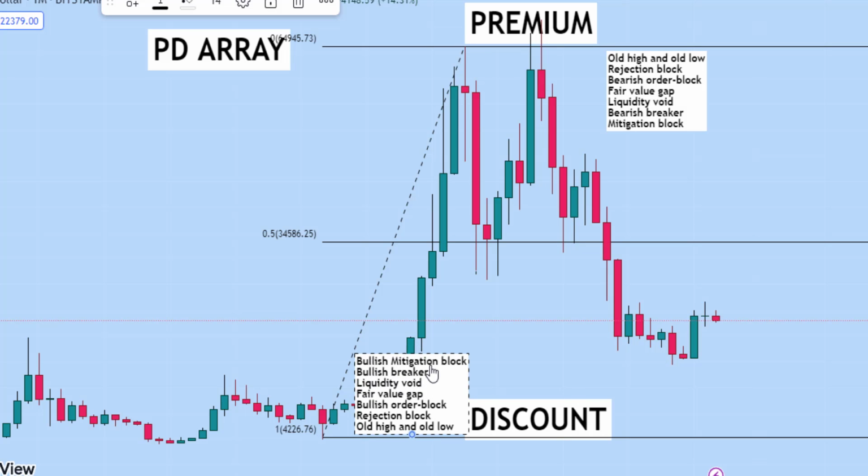If we cannot find a breaker block, we will go to a liquidity void. If we cannot find a liquidity void, so on and so forth. That is how we're going to prioritize them. But it does not mean once price reaches here and you see a mitigation block, you enter a trade.